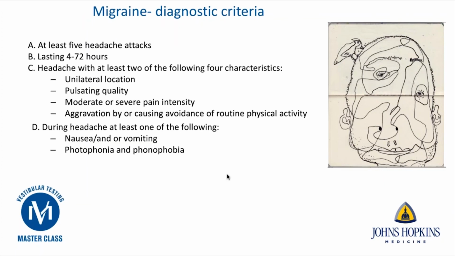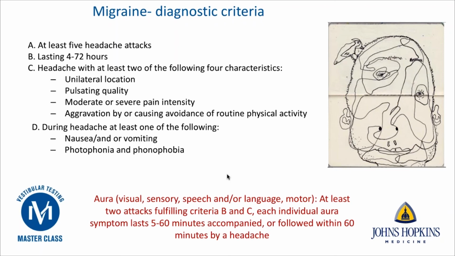According to headache classification criteria, migraine, not just vestibular migraine, is diagnosed based on 4 important points. At least 5 headache attacks that can last from 4 to 72 hours. The headaches have at least 2 important features: unilateral location, pulsating quality, moderate or severe pain intensity, and aggravation by or causing avoidance of routine physical activity. There are also associated nausea or vomiting, photophobia, and phonophobia.